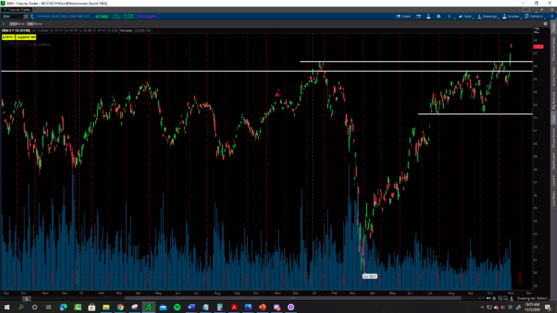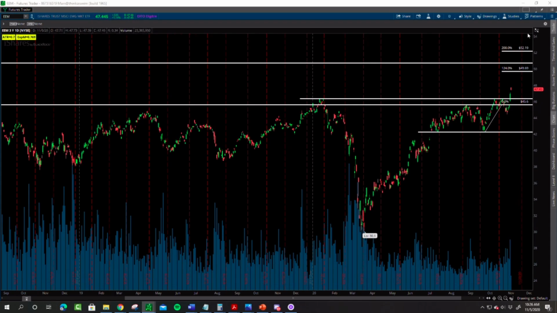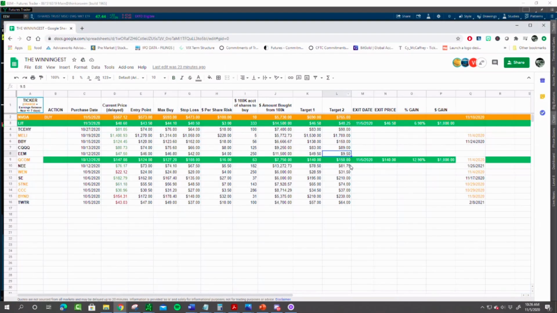Our targets on this, 49, and the other one's not in there correctly. And so target 2 is listed at $9.50. But here's our breakout, 49.52. So this should be 52.